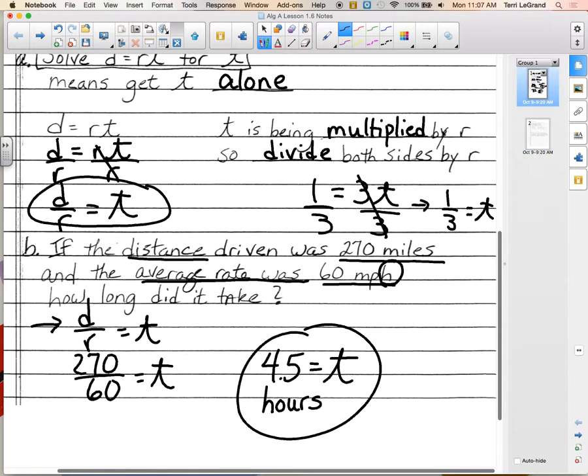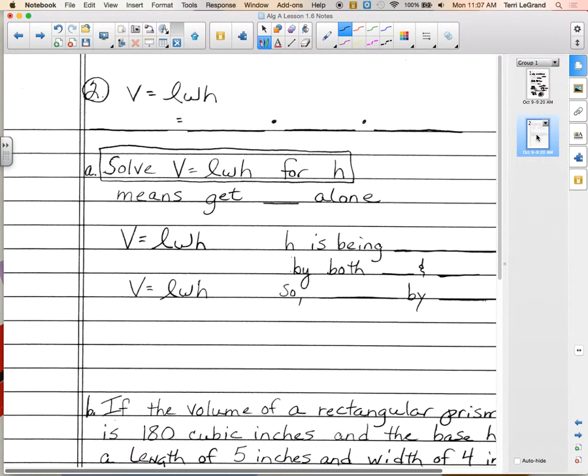Okay? So any questions about that? Anything along the way there confusing? Okay, let's go to the back side then. We'll do one more here.